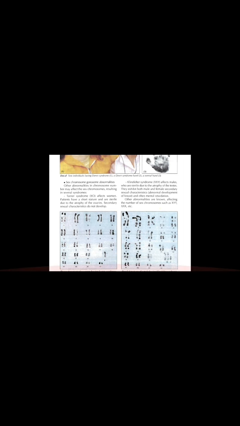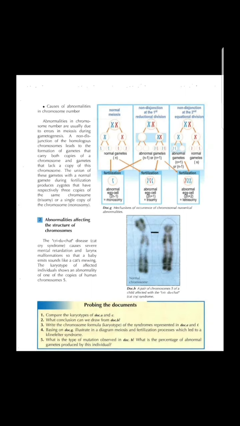Meaning the person who has a translocation, are the causes of abnormality in a chromosome number. As we can see, I have meiosis, and usually the abnormalities in chromosome number are due to an error in meiosis during gametogenesis.